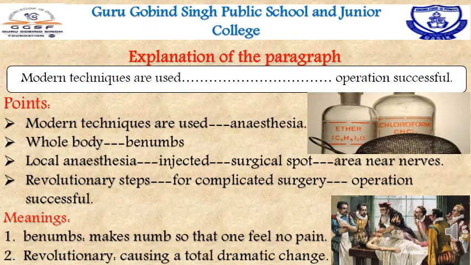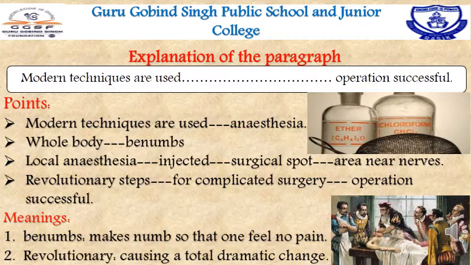Next paragraph, children. Here, modern techniques are used nowadays. Isn't it? Nowadays we are using modern techniques for operation purposes. For anesthesia also, we are using some modern techniques. General anesthesia numbs. Now what is numbs, children? It means makes numb so that one cannot feel pain. It numbs the whole body and is used for surgery of any region of the body.